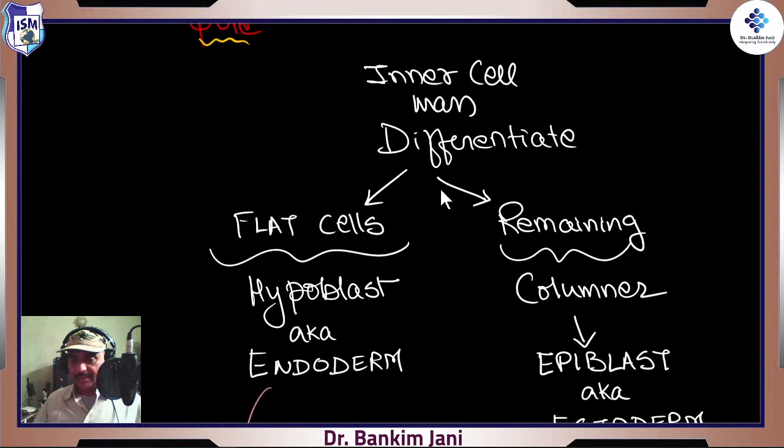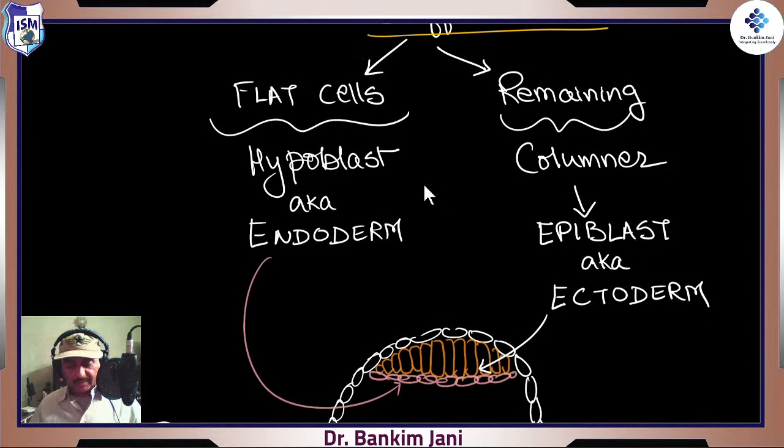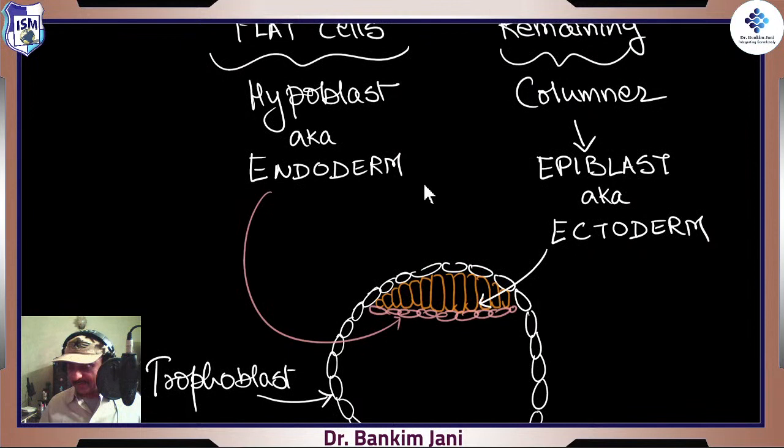So when they differentiate, that is when they change, we need to define two things. One, what's the change? And second, where it occurs. So here is, first, those inner cell mass, that means this was the area of that inner cell mass, correct? This was the area where those inner cell mass was there, right?